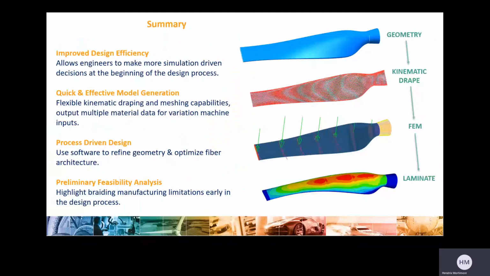Process-driven design. When designing a braided component, the process design drives a lot of the design process, and being able to refine a component and assess it in the virtual space is a really powerful tool. And then you also have the capability to preliminarily look at the feasibility of a component. Braiding is a fantastic process, but it's not for everything. Being able to look at a component at a very early stage, you can look at the manufacturing limitations and decide whether it's a suitable solution or not.